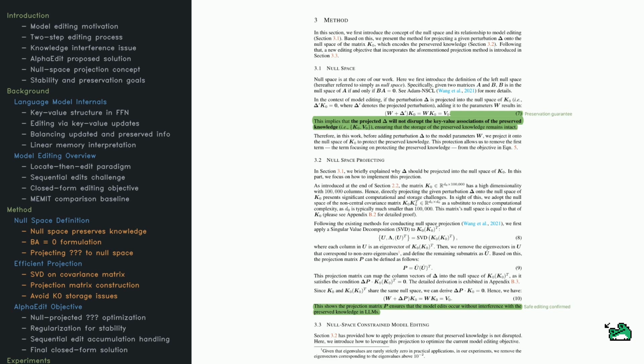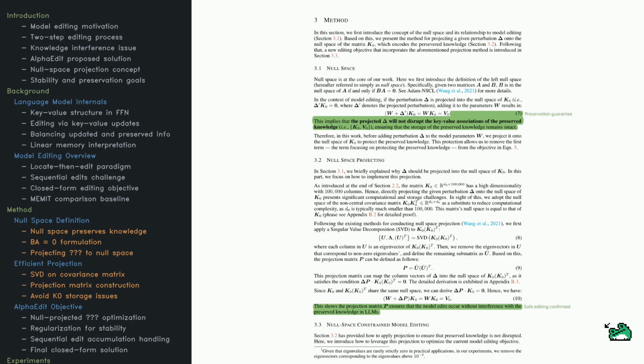Here's where the magic happens. AlphaEdit's null space trick. The goal? Edit the model without disrupting preserved knowledge. The idea is simple but powerful. When you tweak the model, project the update into a subspace that's invisible to old knowledge. Equation 7 confirms it. After projection, the model still answers preserved queries correctly.